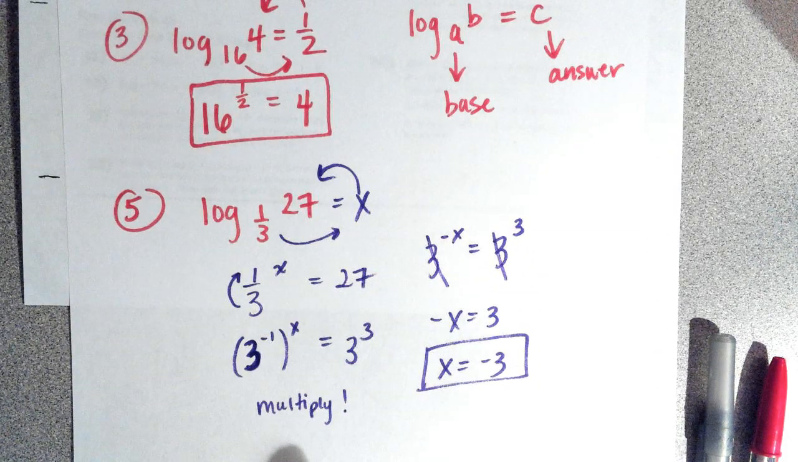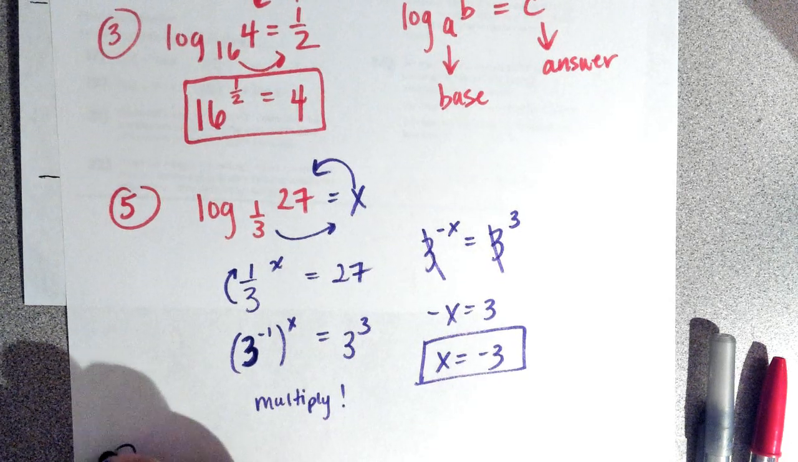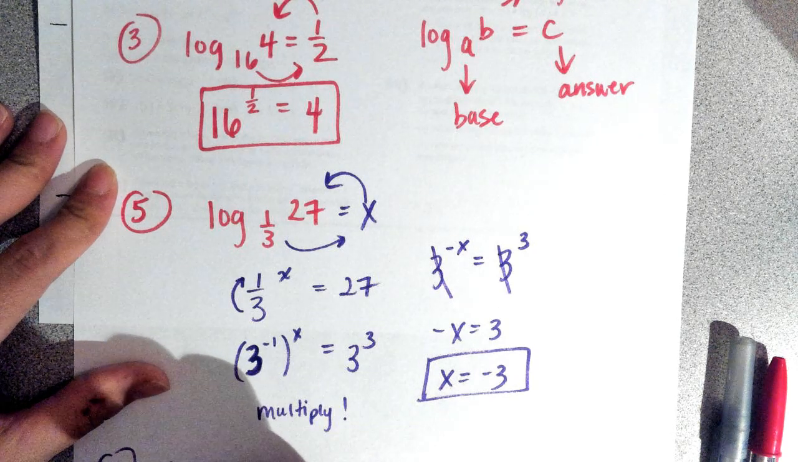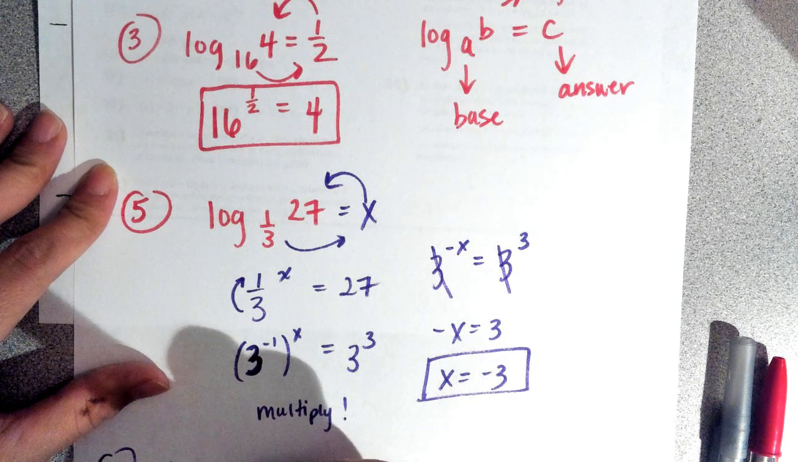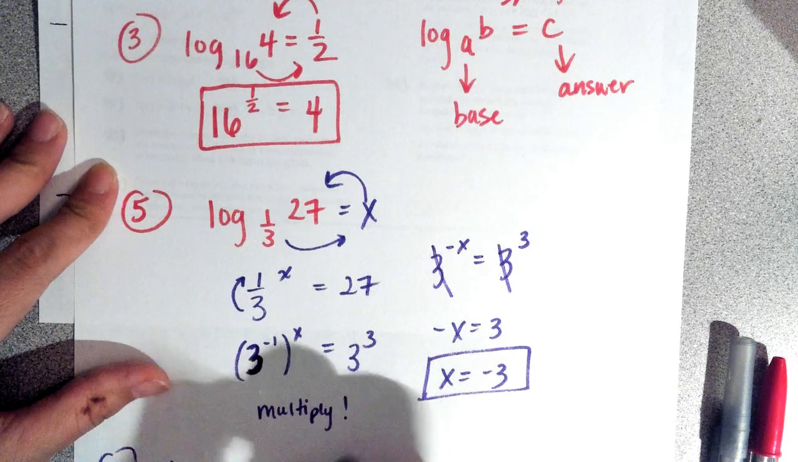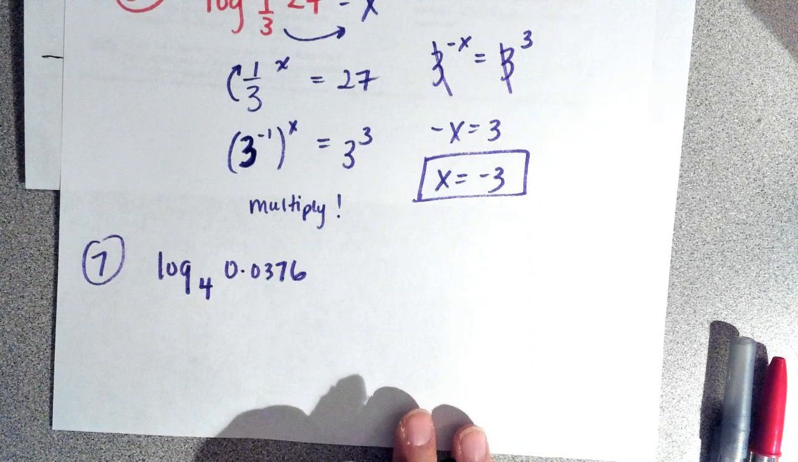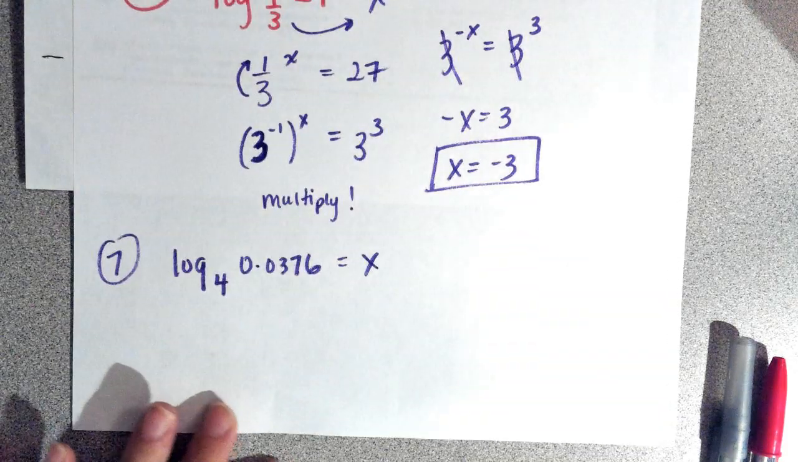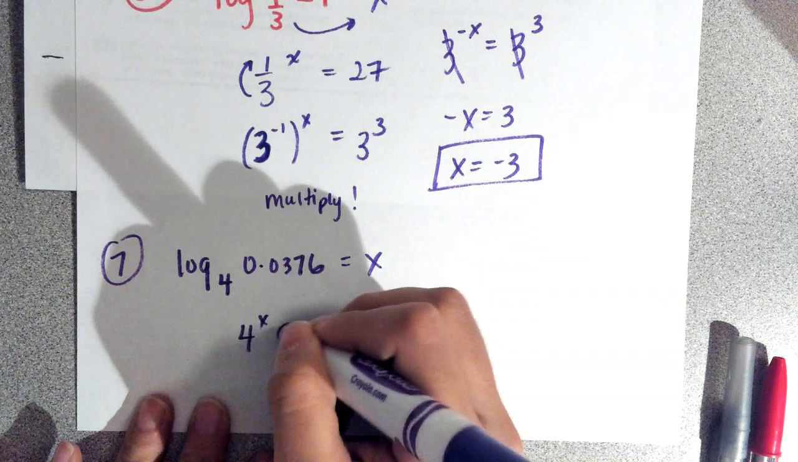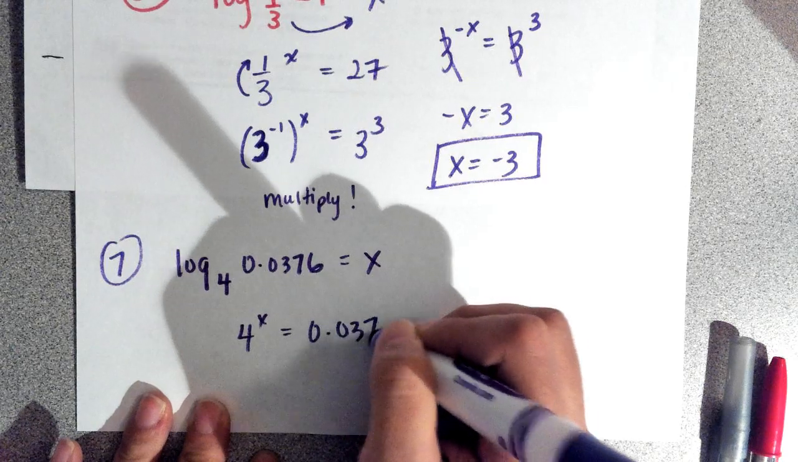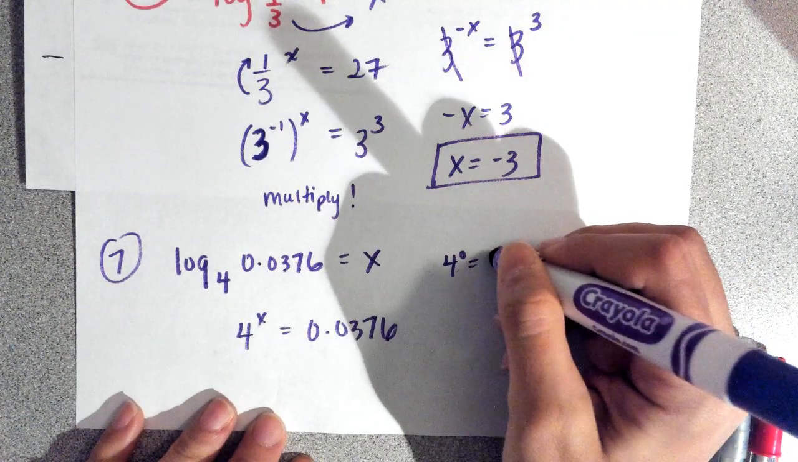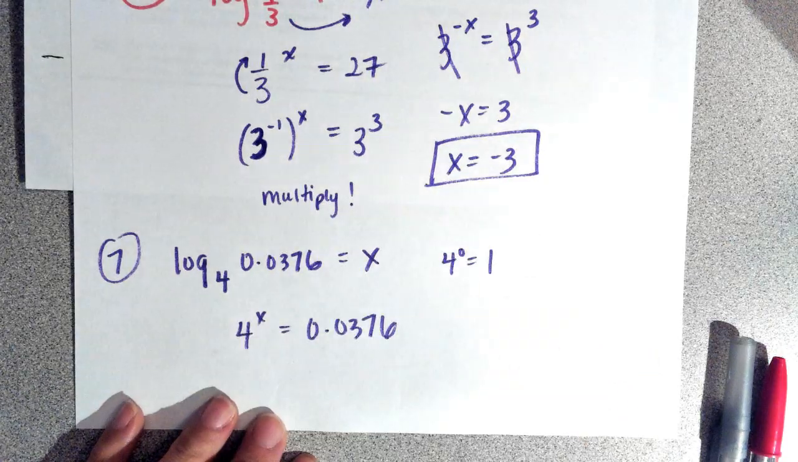Let's go ahead and go to number 7. Number 7 says I have log base 4 of 0.0376. Now, if I was solving this, guys, right, I would say x. I would say 4 to the x equals 0.0376. Now I know 4 to the 0 power is 1, right, because anything to the 0 power is 1.